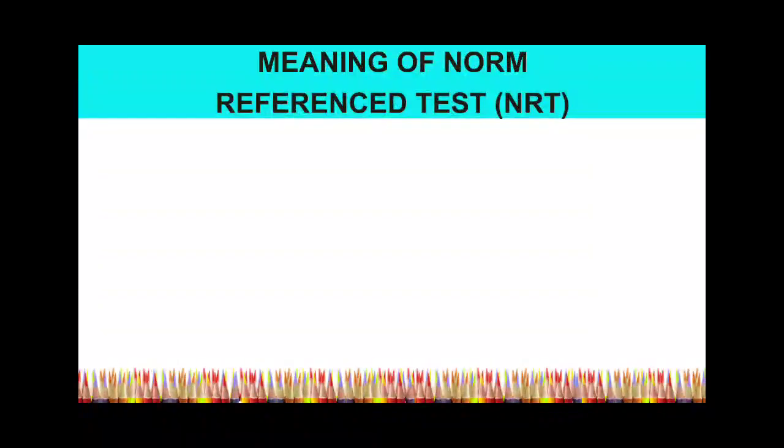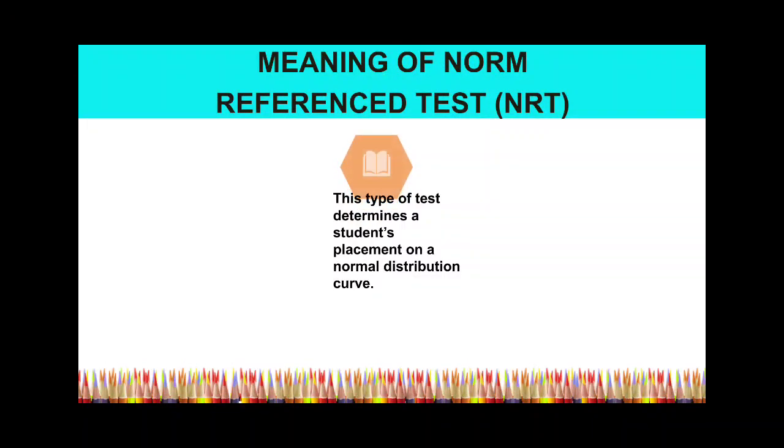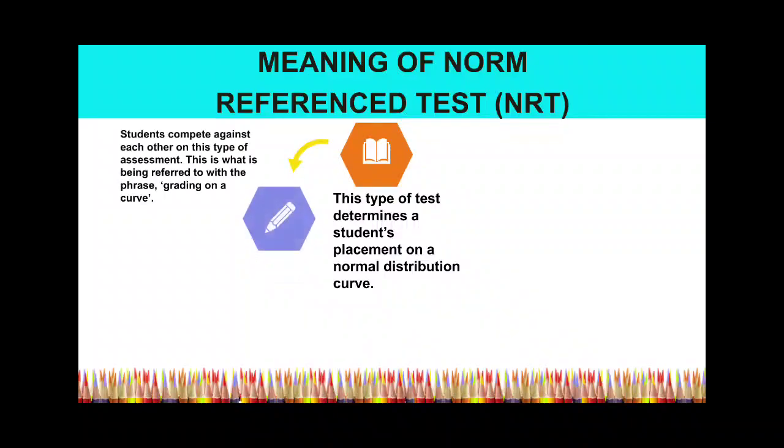So, what is the meaning of norm reference test? So, this type of test determines students' placement on a normal distribution curve. The students compete against each other on this type of assessment. This is what is being referred to with the phrase grading on a curve. So it also allows us to compare a student's skills to others in his age group.